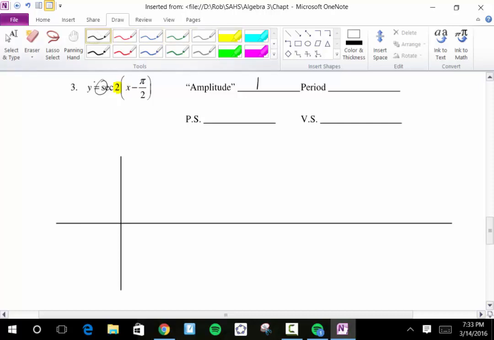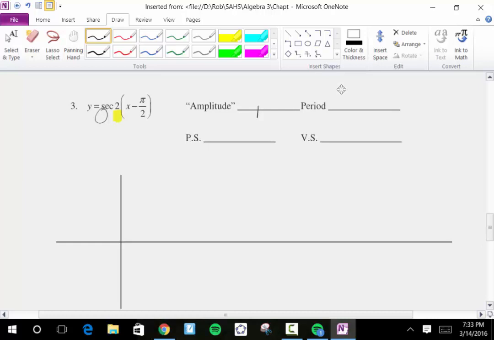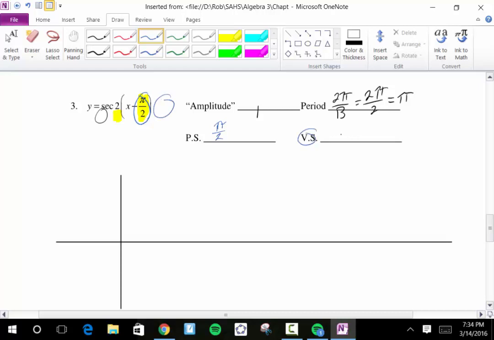The period for secant is determined as 2 pi divided by b, and our b is 2, so the period is 2 pi divided by 2, which is pi. Phase shift is this number after the 2 has been factored out, so we have a phase shift of pi over 2. And finally, the vertical shift, the up and down. Nothing was being added on the outside, so there is no vertical shift. It's a vertical shift of 0.